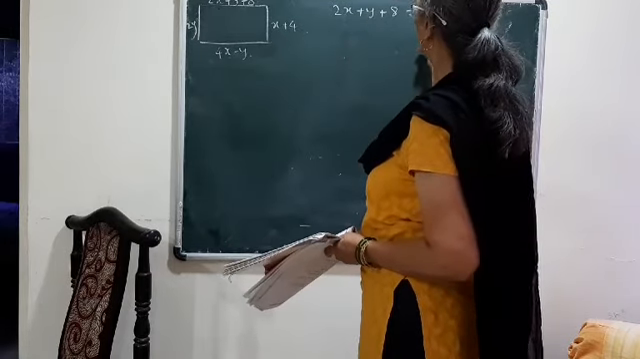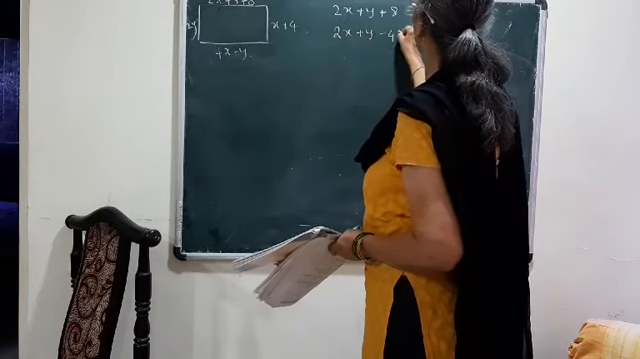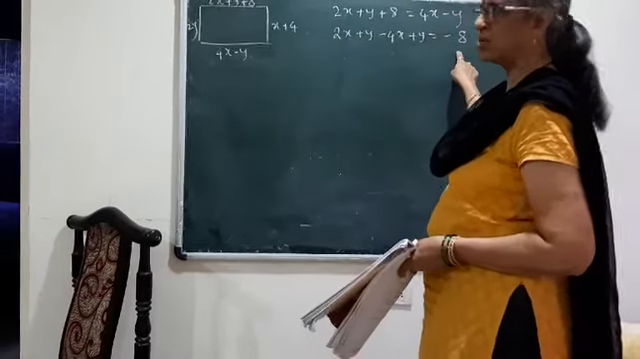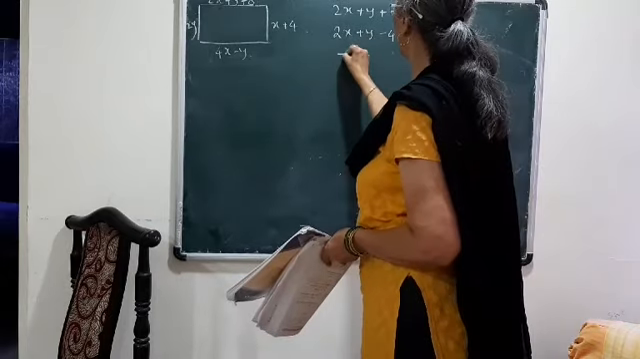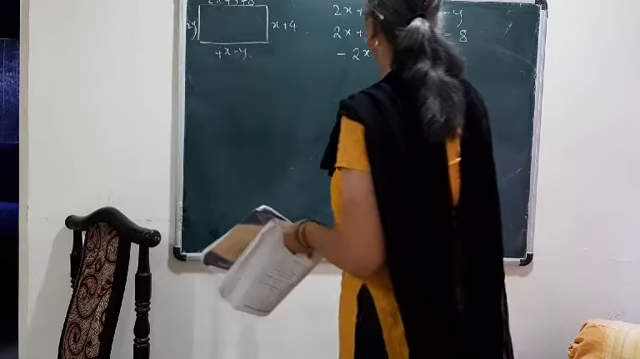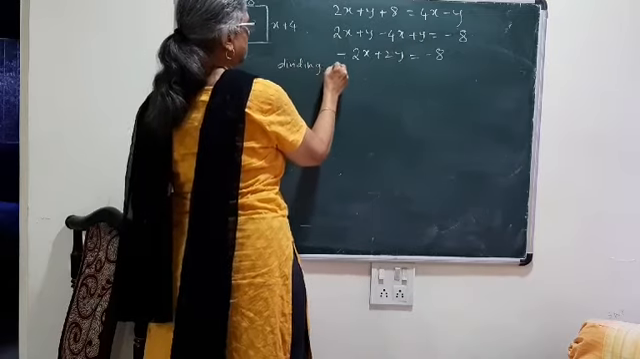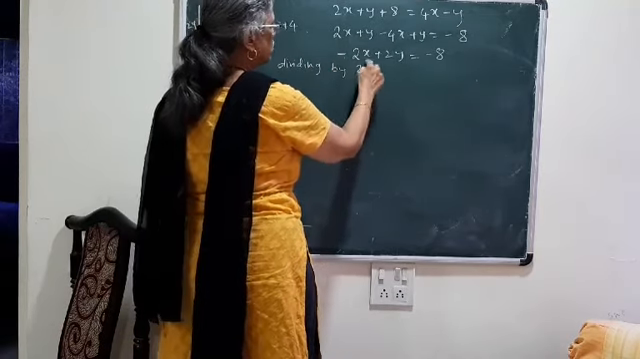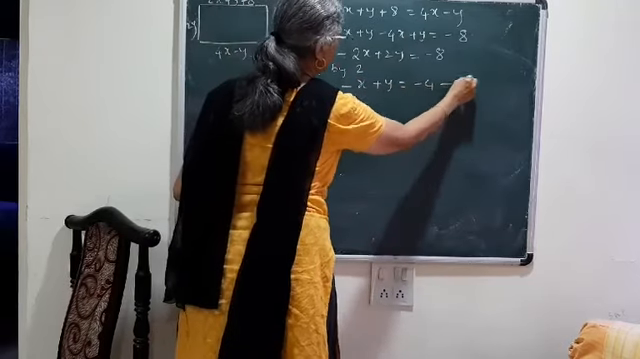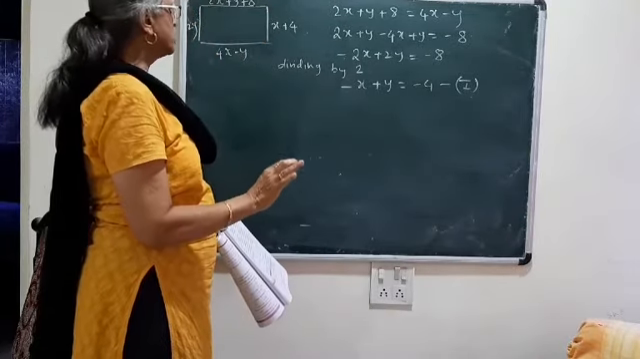Now I will convert that into standard form, ax plus by equal to c. For that, 2x plus y minus 4x plus y equal to minus 8. The 8 on this side becomes minus 8. So 2x minus 4x will be minus 2x plus 2y equal to minus 8. If we divide by 2, because 2 is common in all these, we can have this as the first equation. Followed?